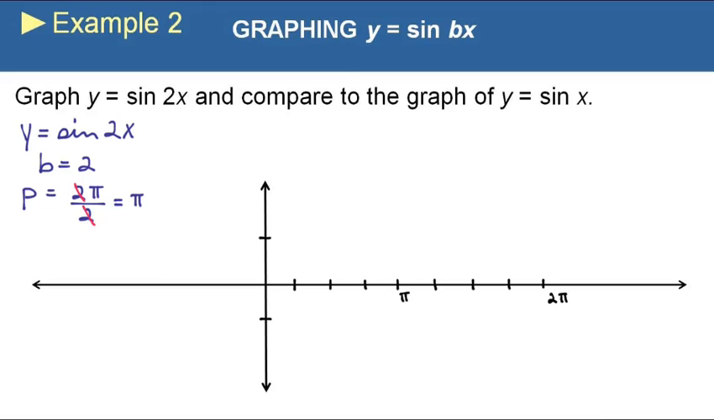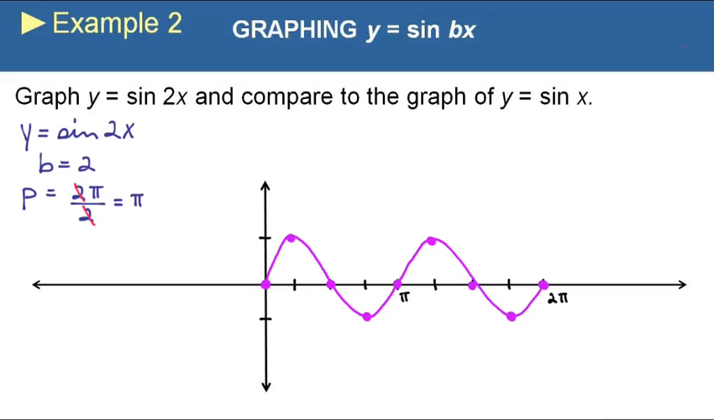And now let's use the basic shape of the sine graph to put our dots here. The sine graph goes middle, high, middle, low, middle. And then the cycle will repeat: middle, high, middle, low, middle. And we can connect the dots. So this is the graph of sine of 2x. Notice that we get one complete period in between 0 and pi because the period is pi.